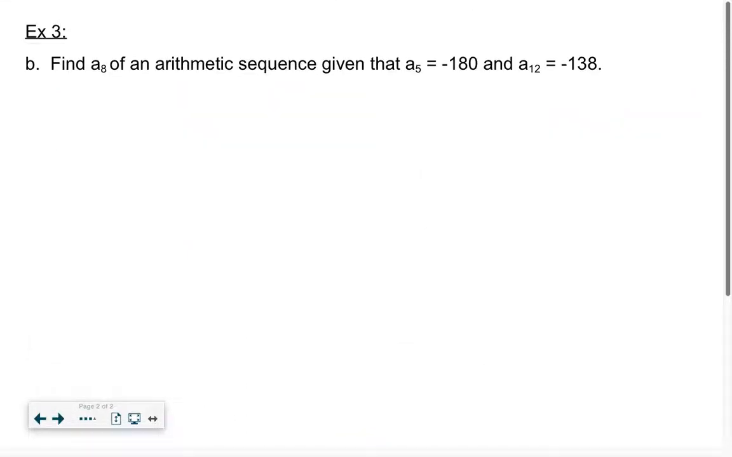Last one. So we're given that the 5th domino has the number negative 180 on it. We're given that the 12th domino has negative 138 written on it. We want to figure out what the 8th domino has written on it. Do we know what the common difference is? No, we do not. So that's going to be step number 1 again.